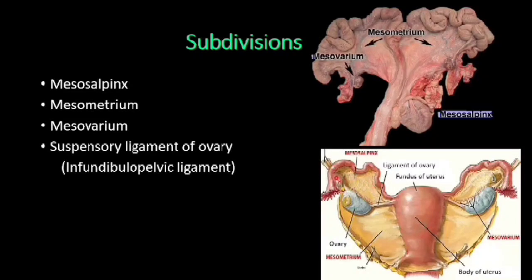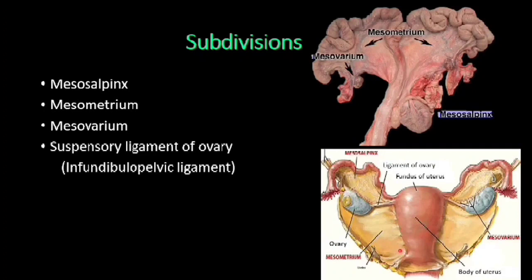Mesosalpinx intervenes between the uterine tube and the ovary with the ligament of ovary. And this mesosalpinx contains the uterine tube, the anastomosis of the uterine and ovarian vessels, the tubules and duct of epiphron and tubules of parophron. Whereas mesometrium extends from the ovary and its ligament to the base of broad ligament, that is to the lower border. So it is the widest subdivision and it contains the tortuous uterine blood vessels.